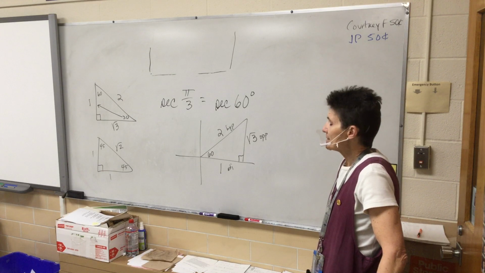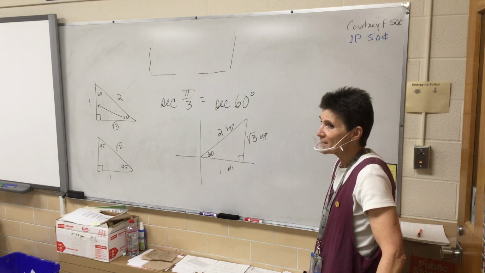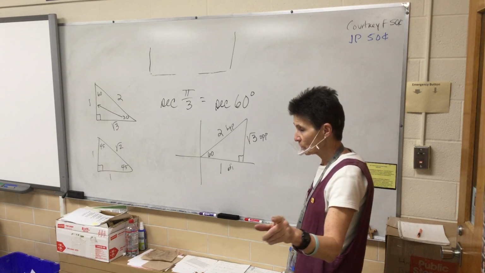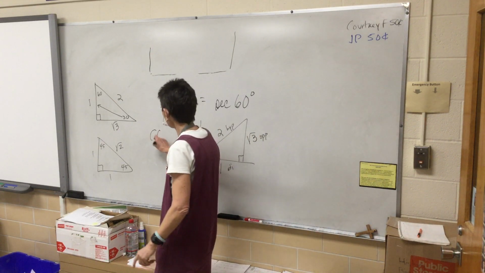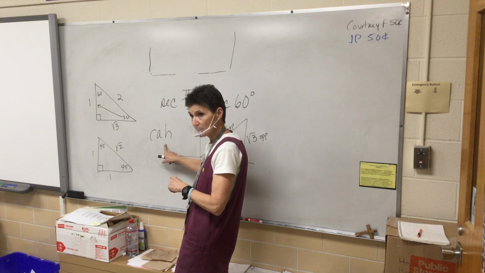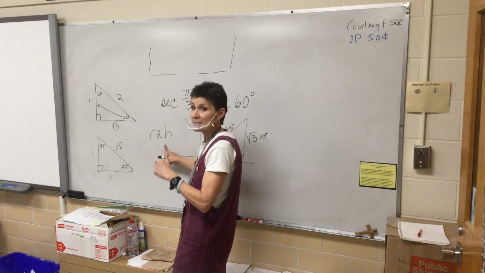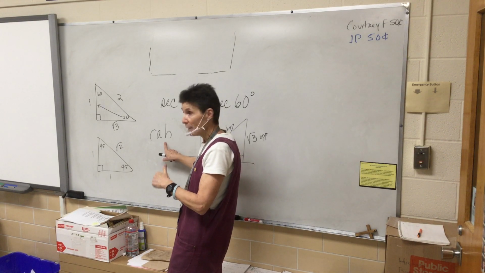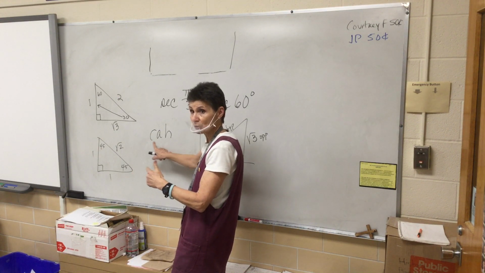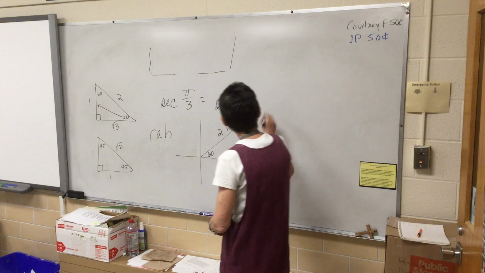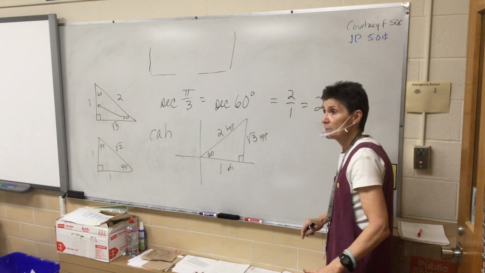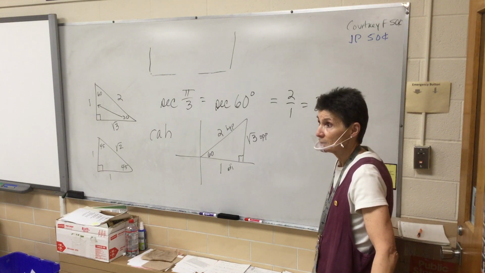Sohcahtoa. This is secant. Which one is secant paired with? Secant's paired with cosine. So cosine is adjacent over hypotenuse. So secant will be hypotenuse over adjacent. Does that make sense to you? Hypotenuse over adjacent, it's reciprocal. So for us, hypotenuse over adjacent will be 2 over 1 or 2.